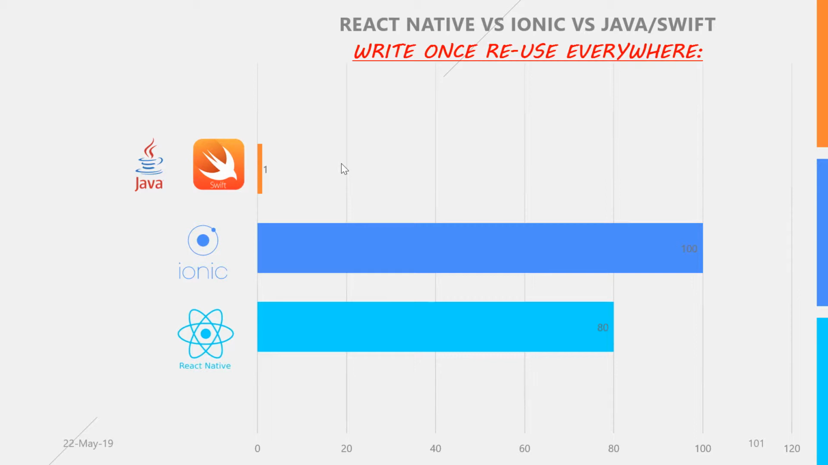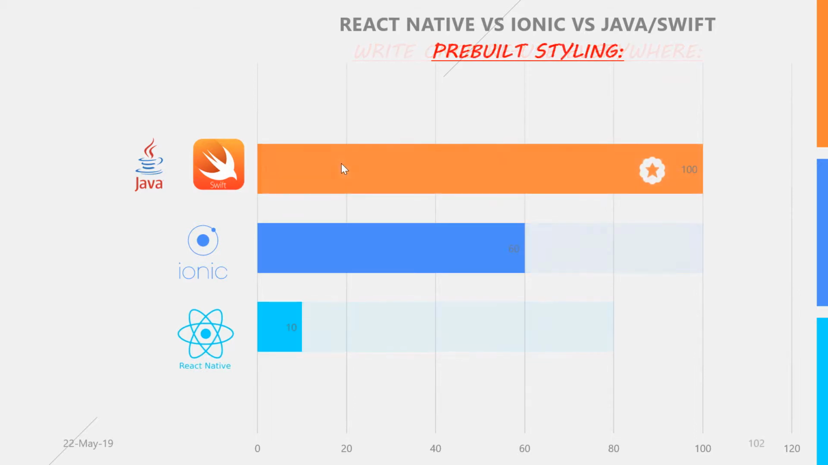When it comes to learning once and reusing everywhere, it's also pretty much the same. With React Native, you have to learn it once, similar to Ionic, but for Java and Swift, you have to learn both of them. So when it comes to pre-built styling, so this is pre-built styling.